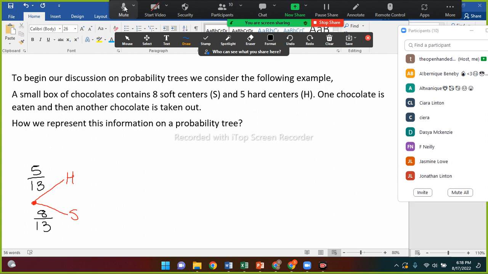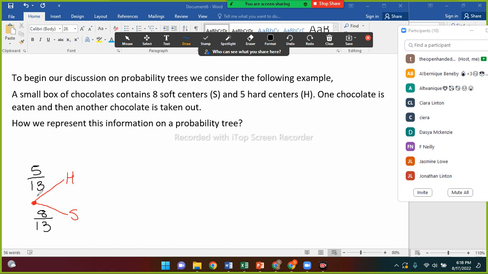So now this is the first part of our probability tree. Now we're going to continue it. Let's assume that the first chocolate that we got out of the bag was a hard chocolate.